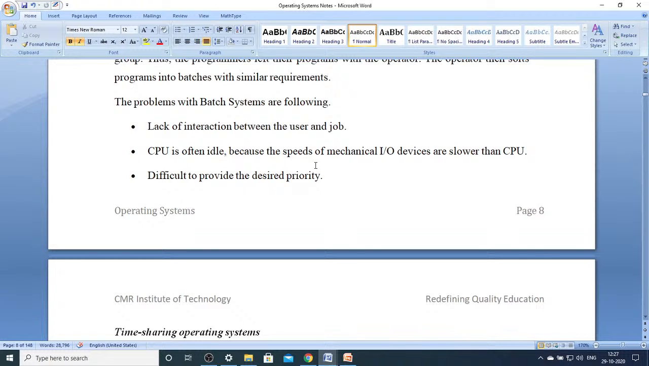And you can't even assign the CPU to the next job in the same batch, because unless a job of that particular batch completes and leaves, you can't load the next job into the batch monitor. With this limitation, the CPU will be idle most of the time, and it is difficult to provide the desired priority. There won't be any priorities. Whatever the order of the jobs in the batch, one after the other they will be processed, so no priority comes into the picture. These are the basic limitations of batch operating systems.